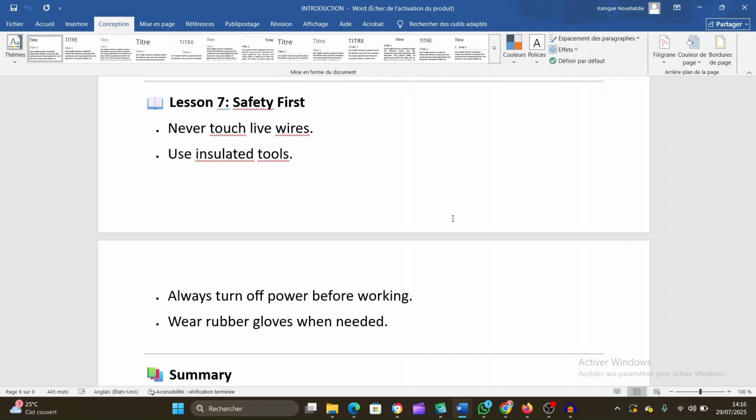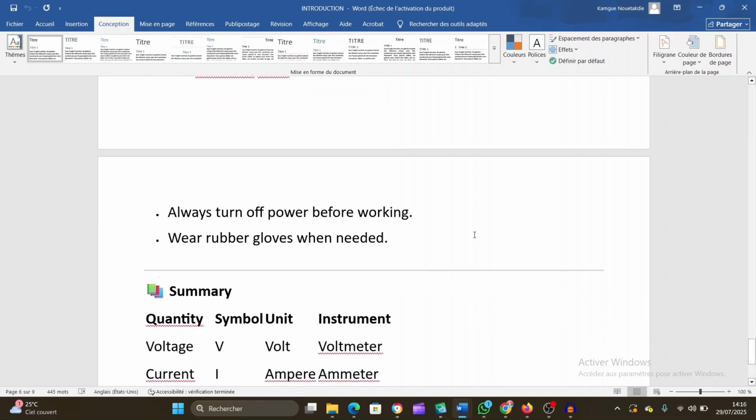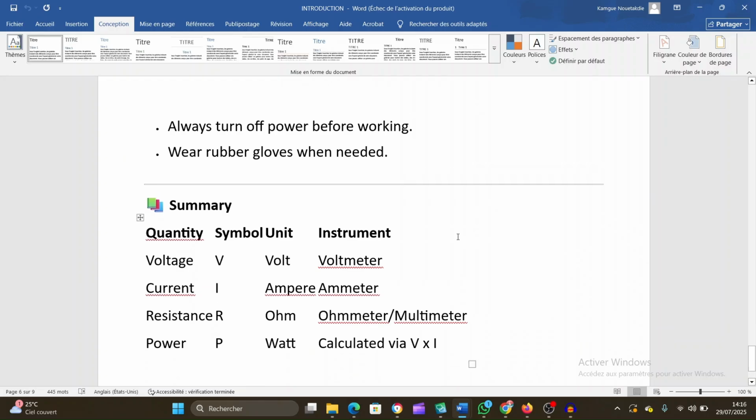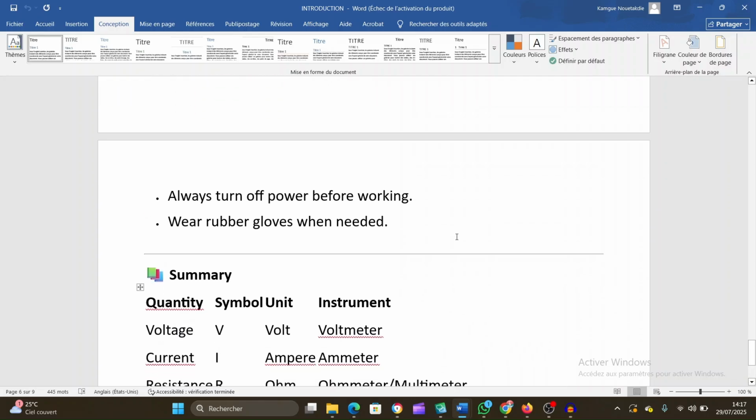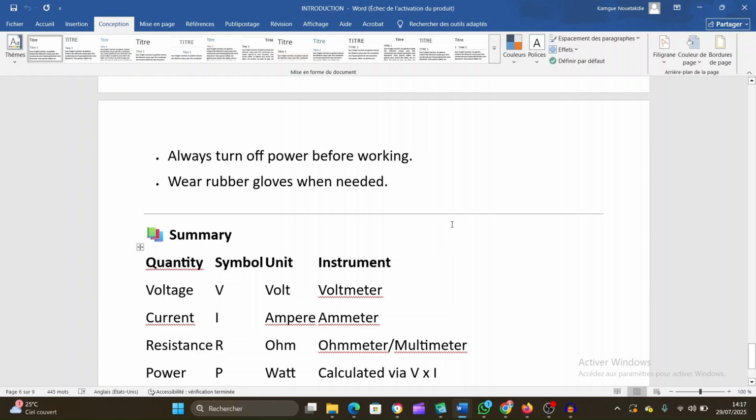So you have to go to this breaker or this main switch. You put it off before you begin to work. You make sure it remains off before you begin to work. Also, as you are working, make sure you wear rubber gloves when needed. It's not advisable to work with naked hands. Always try to wear something that is going to protect you. So these are some precautions that you can take before you start working.